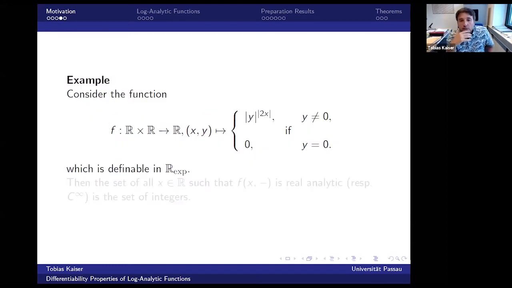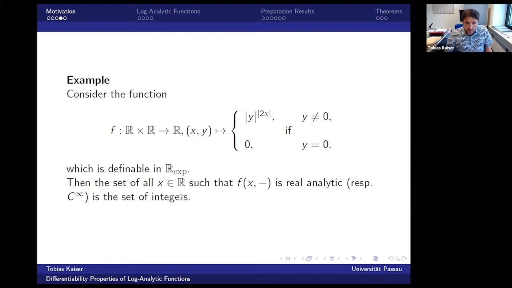If we have the exponential function, Thom's theorem does not hold at all, even if we replace real analyticity by C infinity. That's the following example. We consider the following function depending on two variables. (x,y) is mapped to the absolute value of y to the power of the absolute value of 2x if y is not 0, and if y is 0, I put it 0. Then this is definable in this structure.